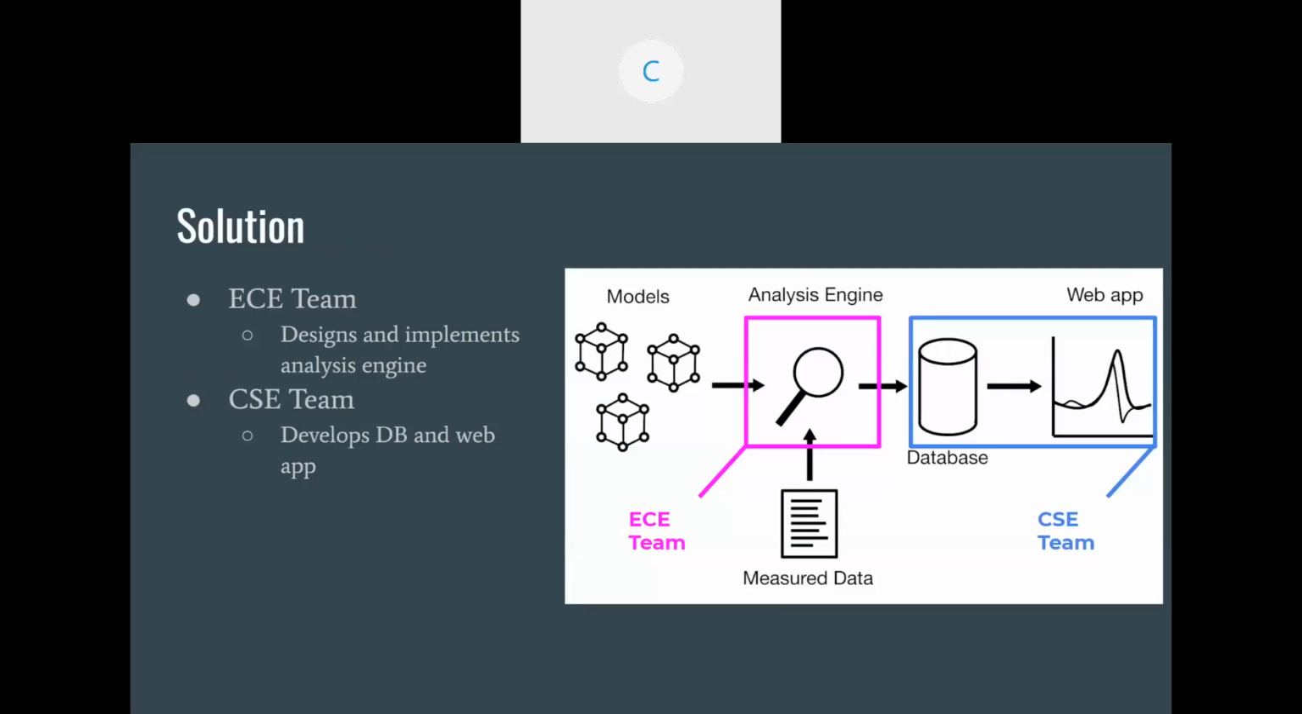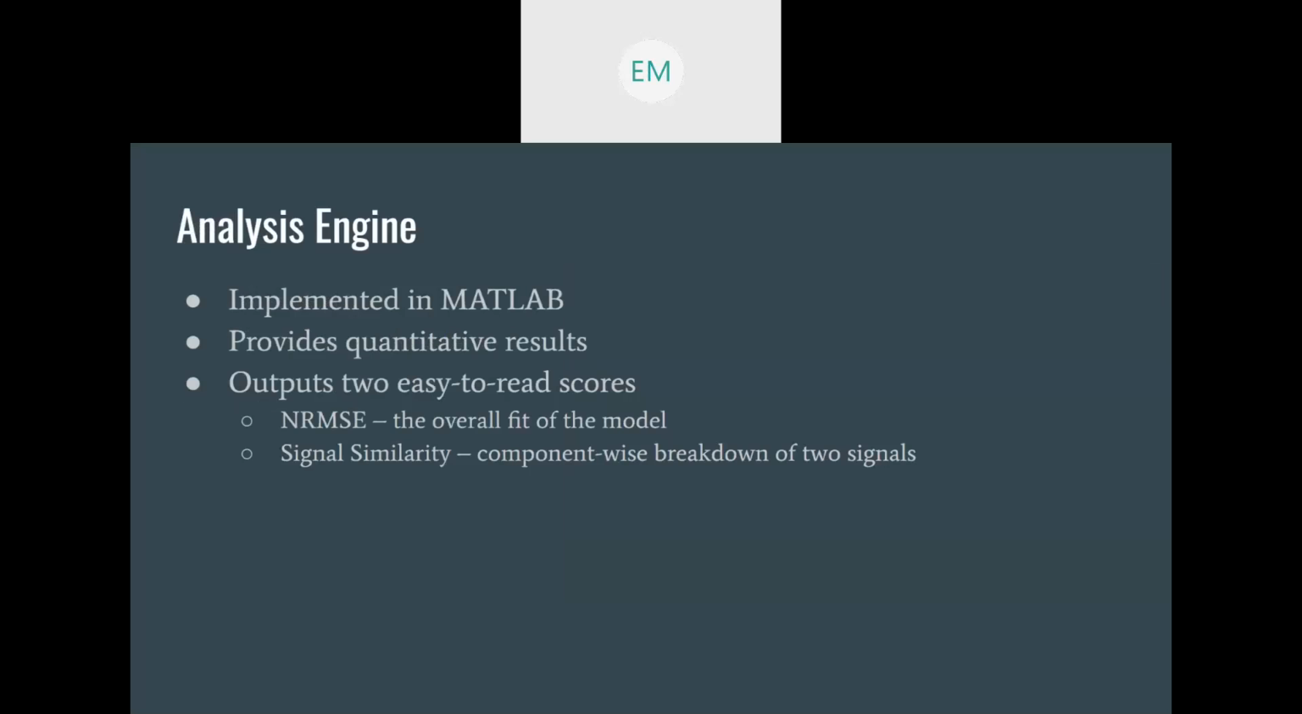So the solution that we came up with is to divide the project into two parts. There's an ECE team and a CSE team. The ECE team is focused on designing and implementing the analysis engine, while the CSE team develops the database and the web app. The analysis engine is being implemented in MATLAB. It's supposed to provide quantitative results, and it outputs two easy-to-read scores. The NRMSE, which is the normalized root mean square error, is the overall fit of the model, while the signal similarity is a component-wise breakdown of two signals.